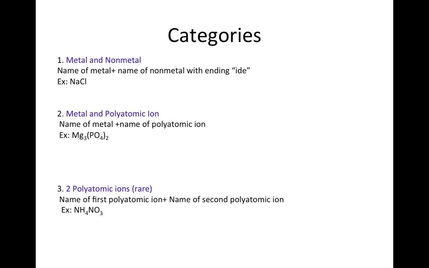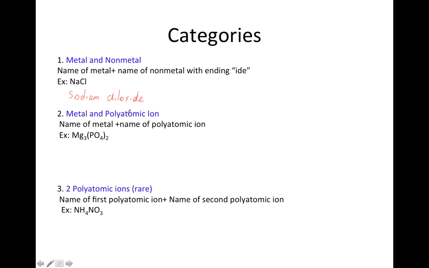Now let's get to the naming. If we have a metal and a non-metal, then we first write the name of the metal, and it's followed by the name of the non-metal with ending "ide." Let's go ahead and practice that. We have here NaCl. Na is the metal and its name is sodium, so we just write the name of our metal, sodium. Chlorine is the name of the non-metal, but we have to change its ending to "ide", and so it becomes chloride. Our name for NaCl is sodium chloride.